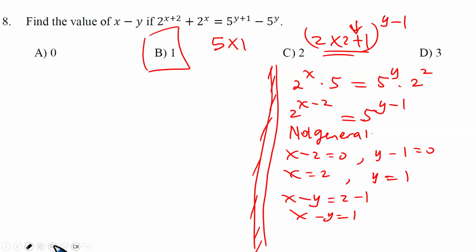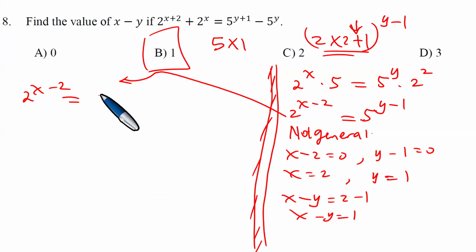Right, I'm going to show something. For example, we're going to say we got to this point. Okay, this point is 2 to the power x minus 2 is equal to what? It's equal to 5 to the power y minus 1. Okay, now we can solve for x and/or y here.